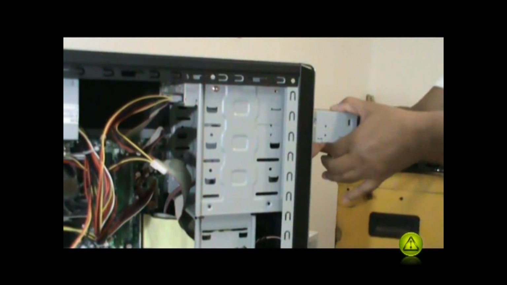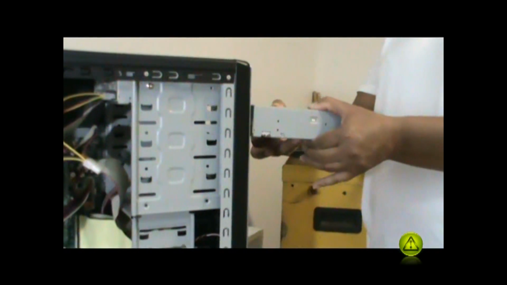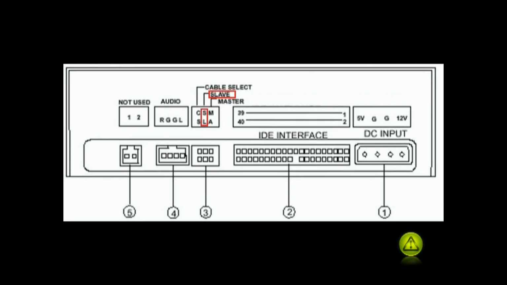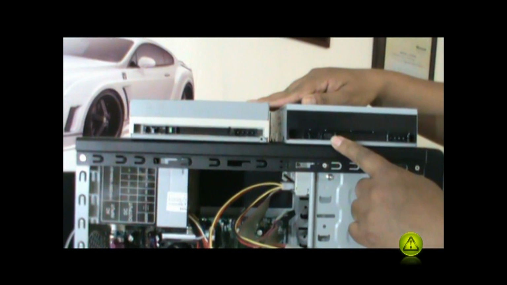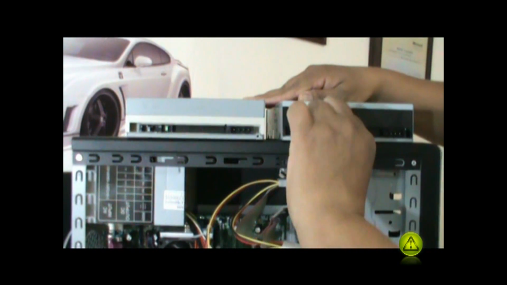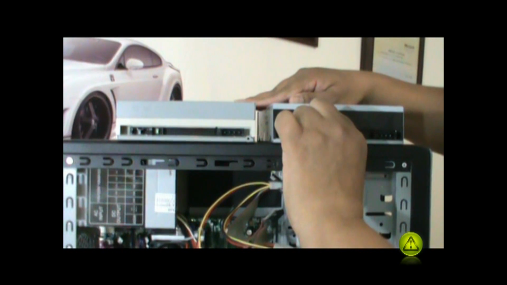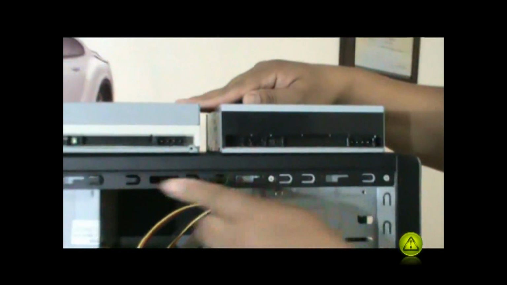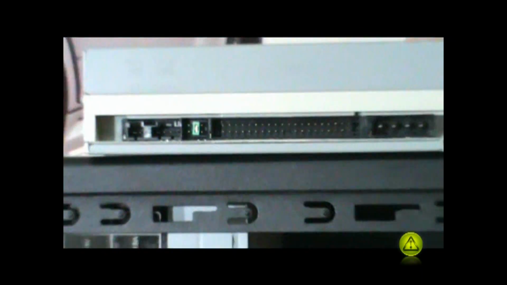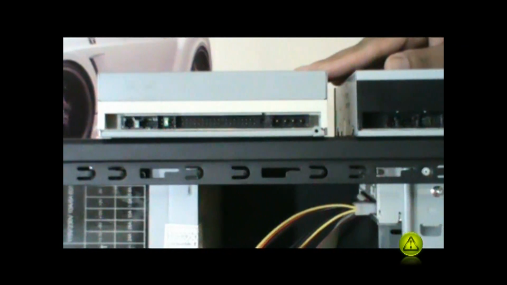Since we are replacing the drive, we're going to make sure that the new drive has the same jumper configuration as the old drive. The old drive has the jumper settings set to slave because I already have one drive installed in the system. If you're installing just one drive, the jumper select should be set to master. Since I have two, I'm going to set the jumper to slave, just as the old one.